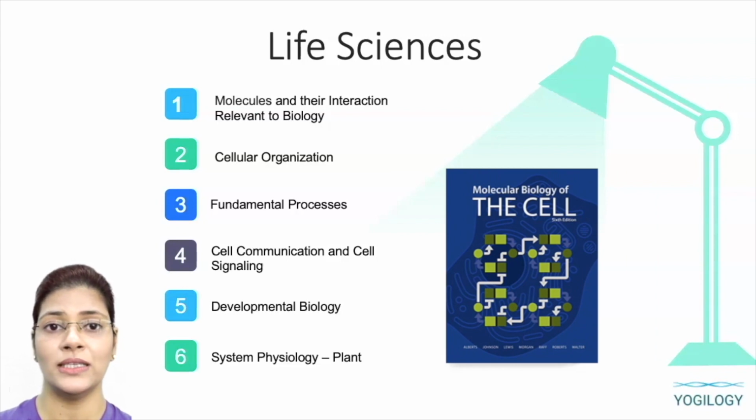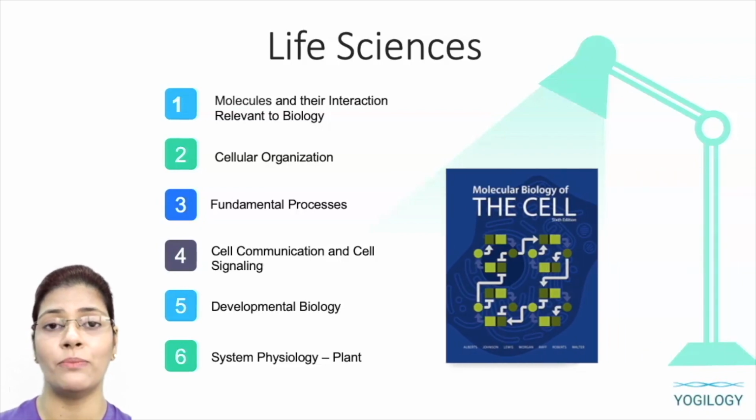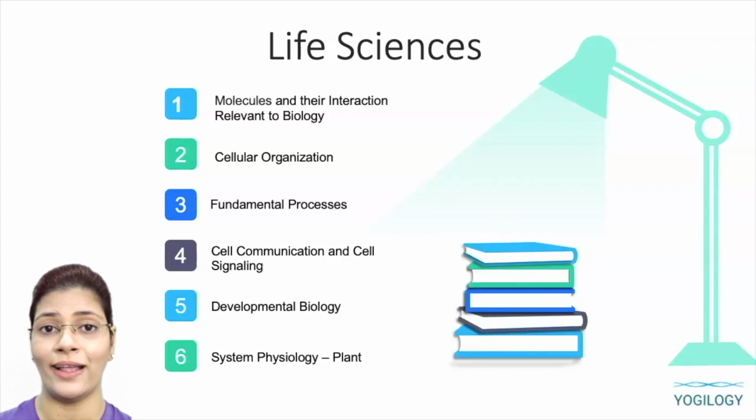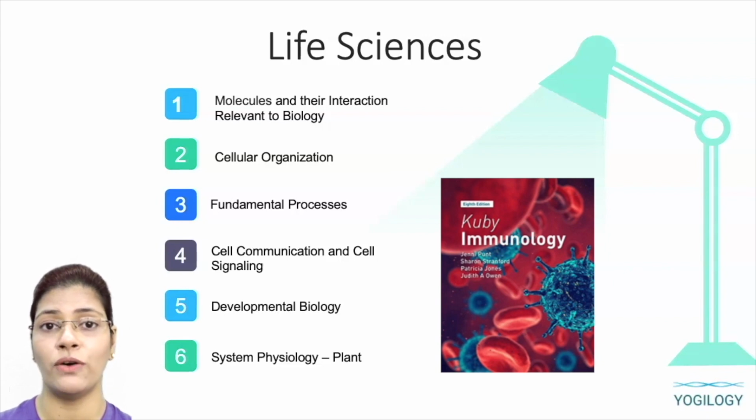Fundamental processes, unit 3, which includes DNA replication, transcription, translation, gene expression, repair and recombination. Again, Molecular Biology of the Cell by Bruce Alberts is one of the best books to refer for this unit. Unit 4, cell communication and cell signaling. This unit includes immunology, cellular communications and cancer. Trust me, Immunology by Kuby is the best book to refer for this unit.